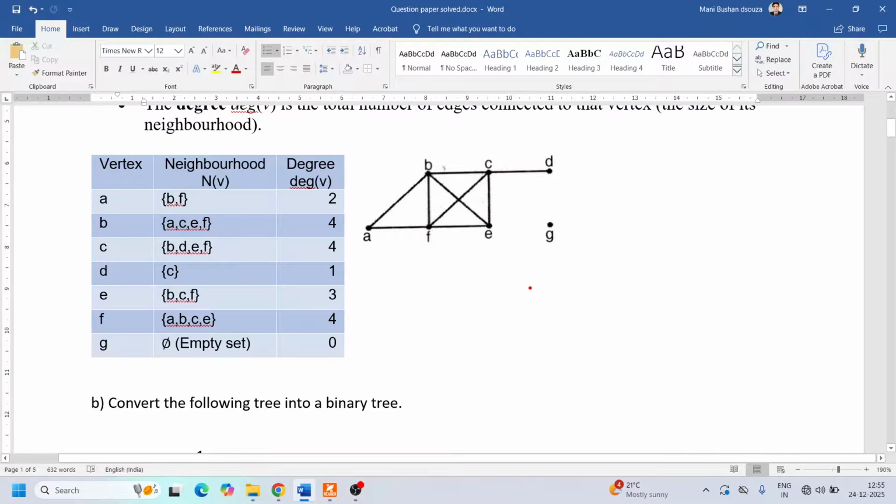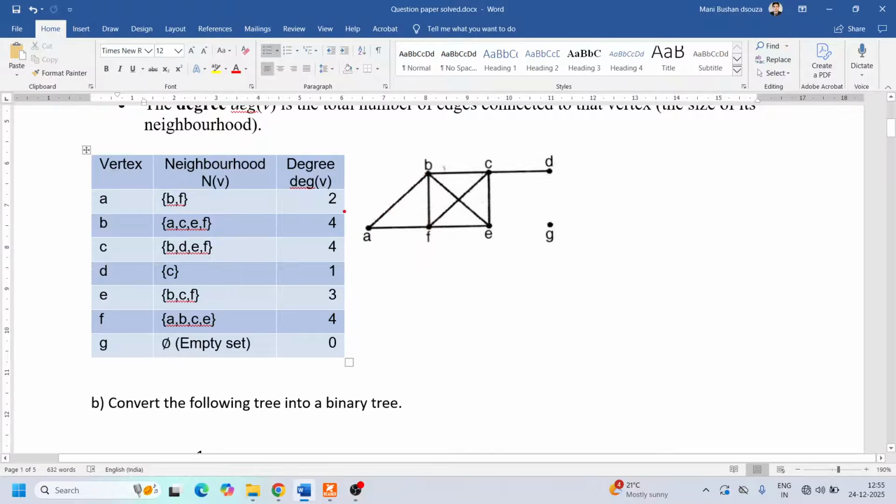So this is the graph that is given to us. Let us start with the vertex A now. If you look at the vertex A, what are the neighborhoods of vertex A? You know very well the vertex B and F are directly connected to the vertex A. So the neighborhood of this vertex A is B and F. What is the degree? There are two edges which are connected, so the degree will be 2 over here.